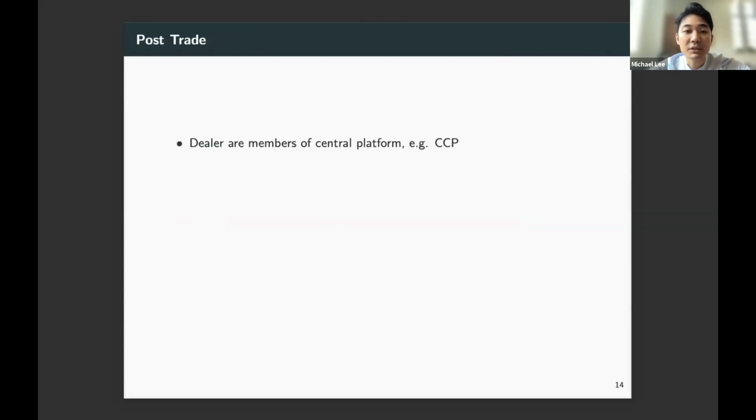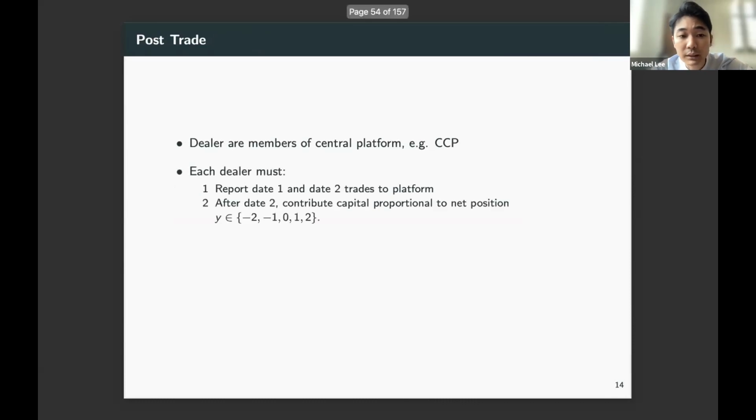Now, I haven't yet talked about where the platform comes into play. So dealers here are members of a central platform. You can think of it as a CCP. And each dealer must report at date 1 and date 2 the trades that they do in the platform. And secondly, at the end of date 2, they contribute capital proportional to the net position.